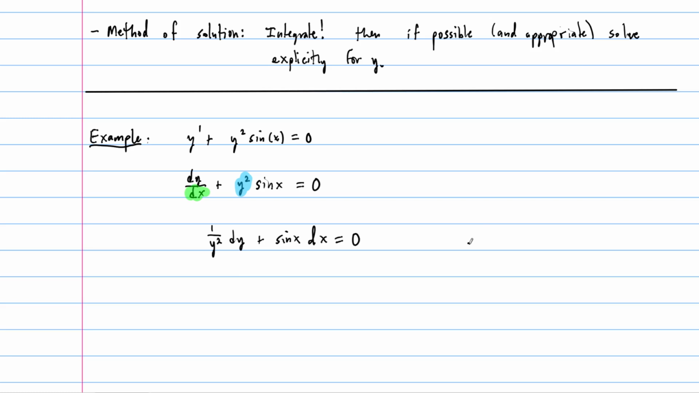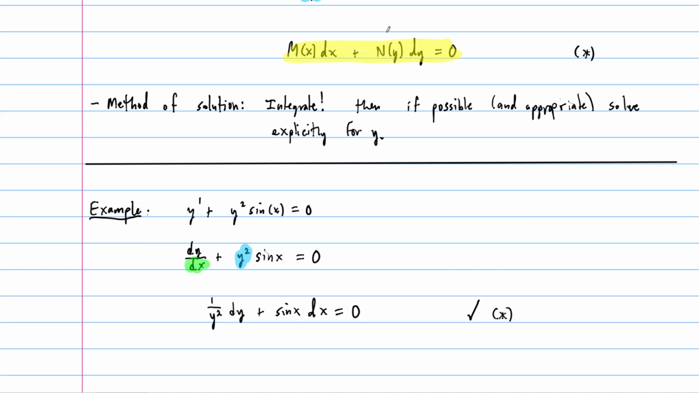And now this is in the separable form, right? So we have checked off that equation star is satisfied. Remember, it's right there, right? It's in the opposite order, but that's okay. The order of these two doesn't matter, since they are added together. But we've got sine of x dx, so our function M is sine of x, and then N of y dy, so our function N is 1 over y squared, right?